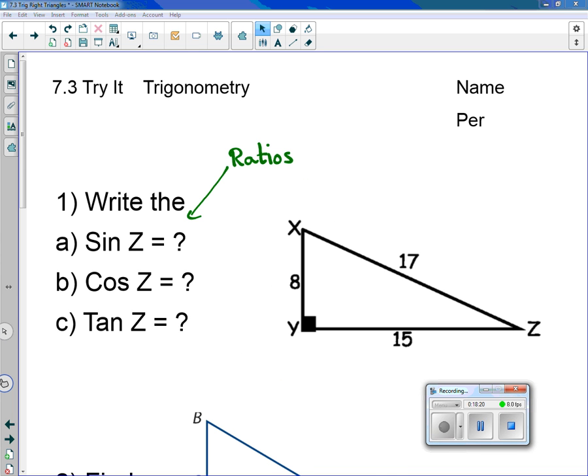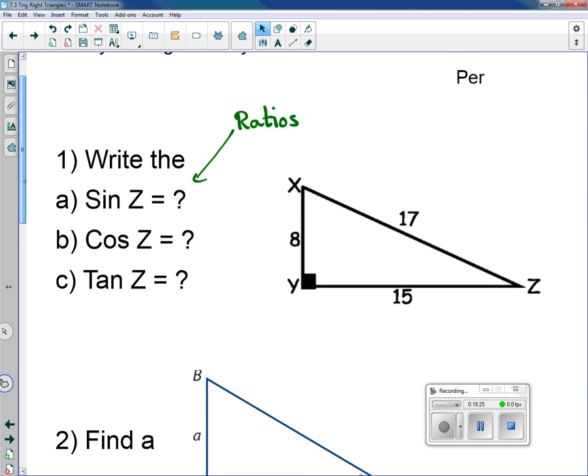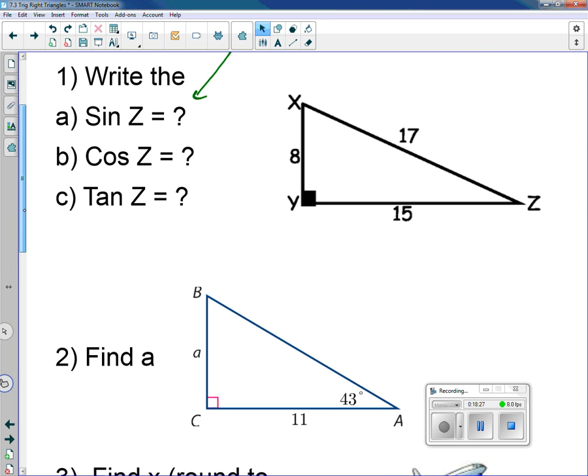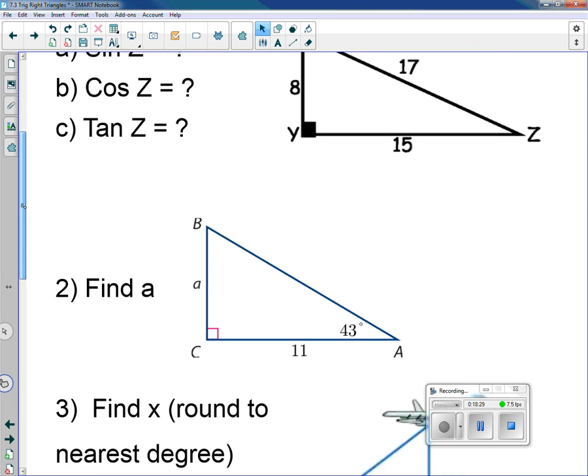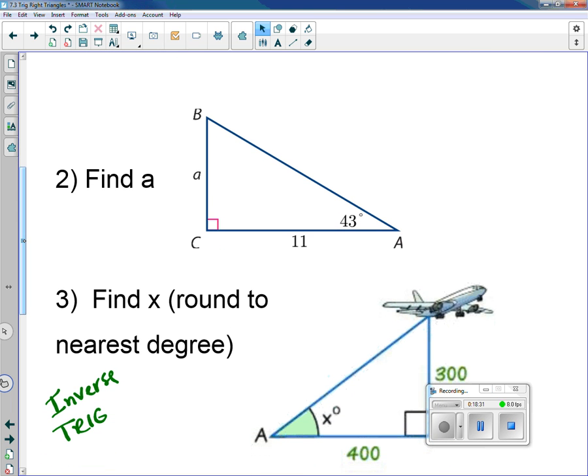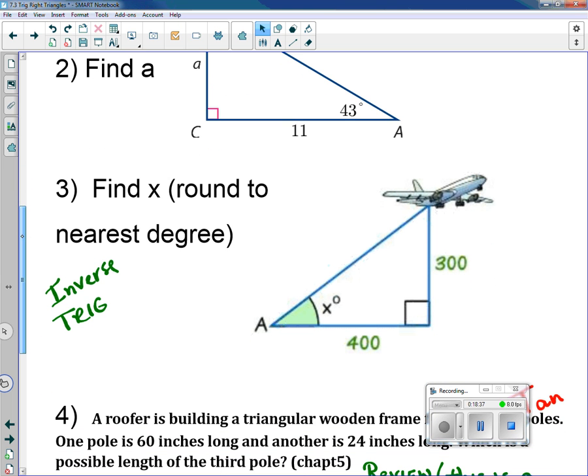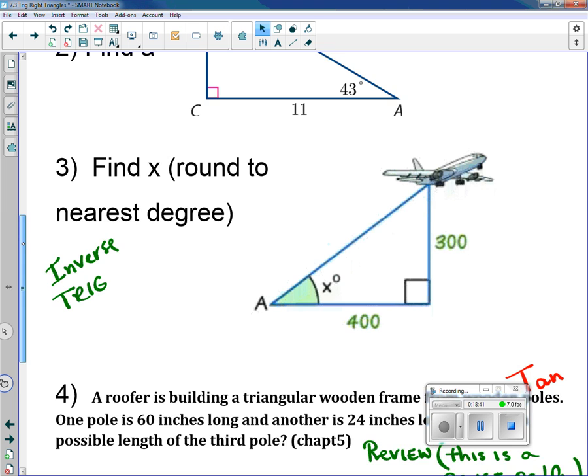Here's problem 1. Keep in mind, all I need here is the ratios. I don't need you to find any angles. I just need you to write the proper ratios that go with those problems. Number 2, I need you to find A, just like we did earlier with the trig functions to find a side. Number 3, you're finding the angle, just like we did with the inverse trig functions.